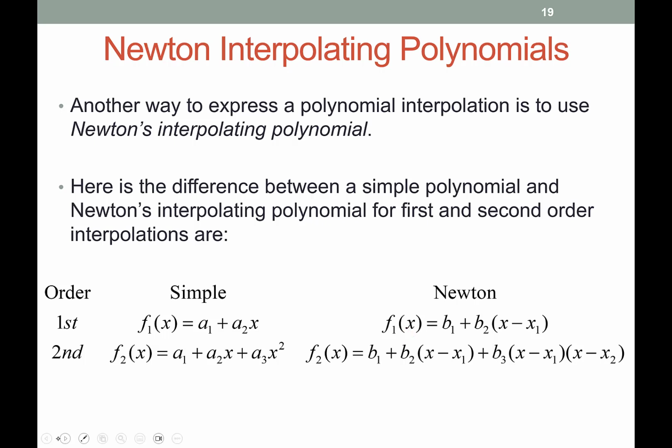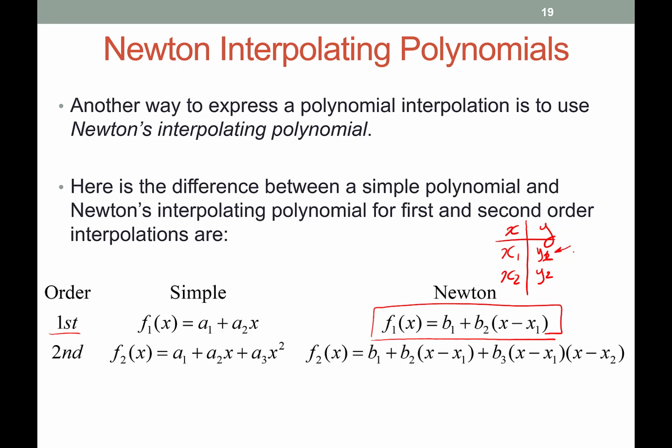As an example, when I'm using the first order, what I have is my x values and my y values. In this case, I'm going to have x1 and x2, and y1 and y2. We develop this equation here where b1 is the value that we see here, y1. Then b2, we're going to look at how we derive that. Then x would be any value between x1 and x2, and x1 would be directly equal to the value that we see in the data set.